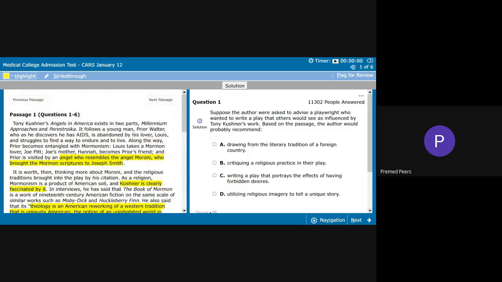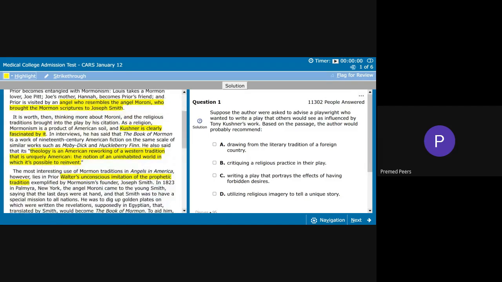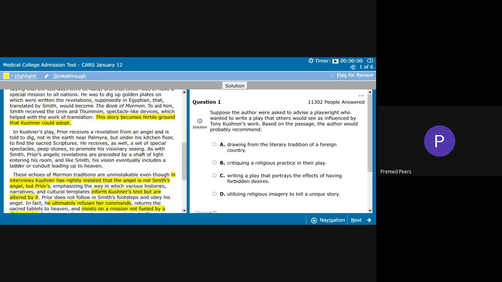And again, just a few CARS tips or strategies that work for me. I like to skim the questions beforehand, just so that I have a sense of what I'm looking for before I read the passage. And then I also like to summarize, whether internally or on paper, what each paragraph is saying, so that when I go back through the passage, I know exactly where to look for what.